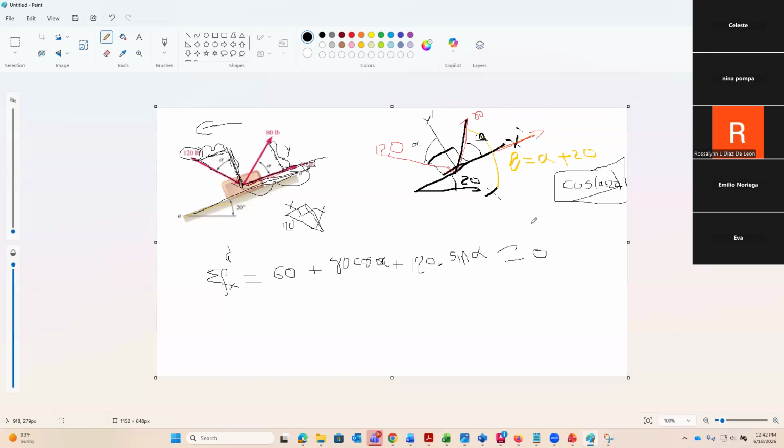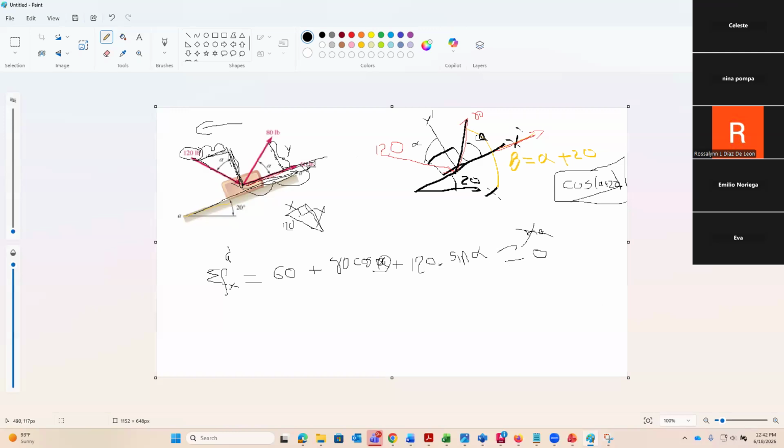Next semester, for those of you who take dynamics, this will be equal to mass times acceleration. Right now, it's equal to 0. Therefore, you have to get a good calculator or learn your trigonometrics because you have to solve for alpha. You have one equation, one unknown.